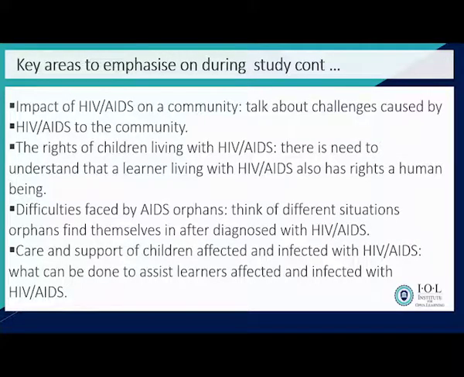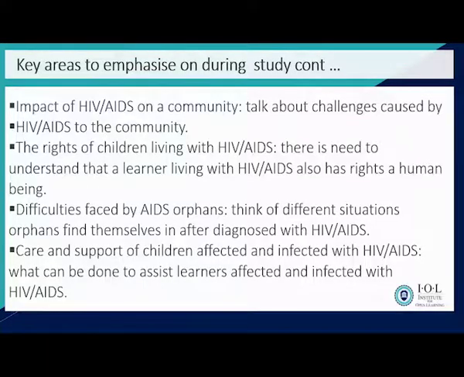Care and support of children affected and infected with HIV. What can be done to assist learners affected and infected with HIV? A lot can be done. We are looking at the physical part, where they need food, they need clothing. Then we also look at emotional. They need to be taken care of, they need to be talked to, and we have social, quite a lot needs to be done. And that will help them not to think of the danger they find themselves in.